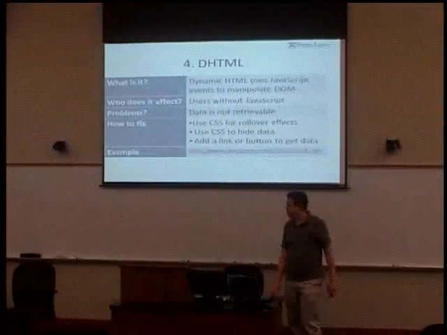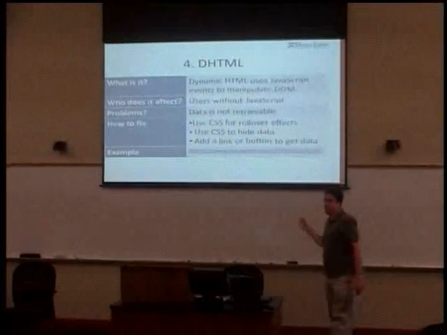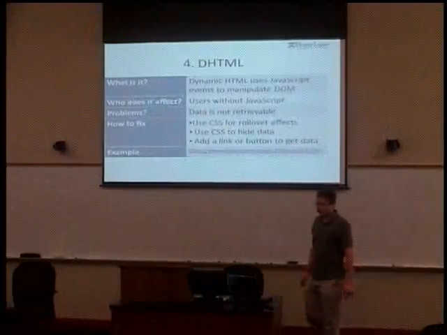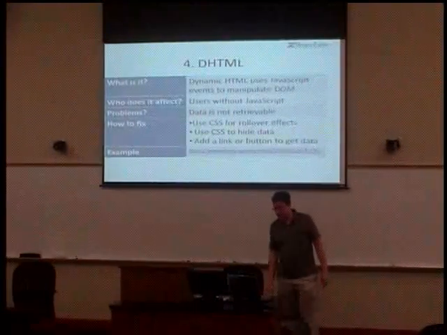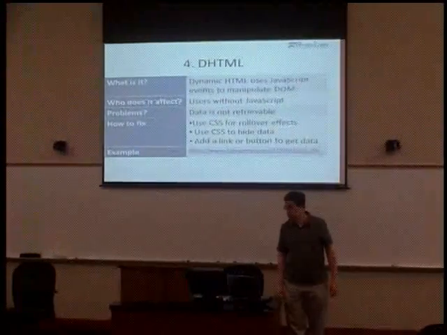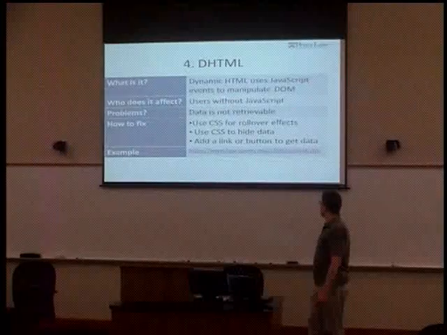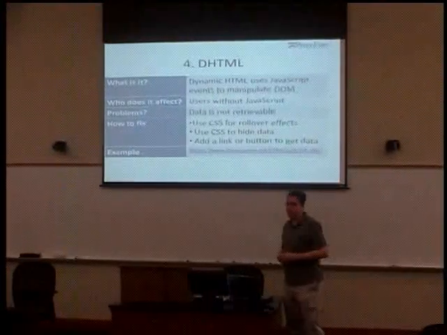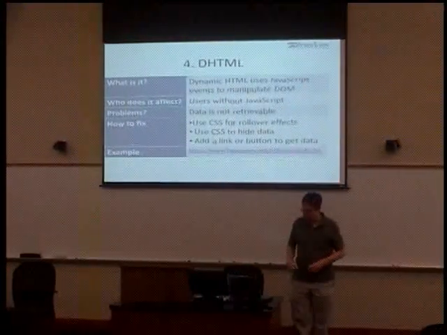Ways to fix it. There's a lot of CSS you can do to simulate DHTML. You can use CSS for rollover effects. You can use CSS to hide some data and then add a link or a button to get it back.